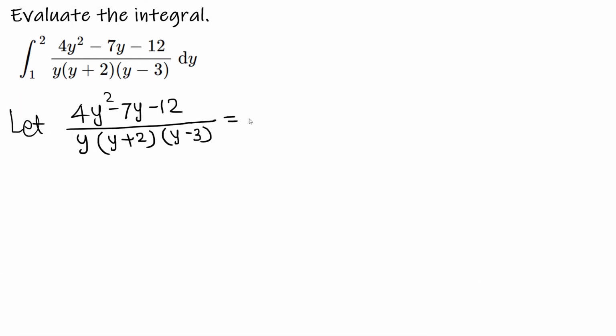So we already have the bottom factored, that's kind of easier for us. Then this y plus 2 and y minus 3. These are linear factors, degree 1, so just a constant over each, just constant, just constant. So we would like to figure out the values of a, b, and c.